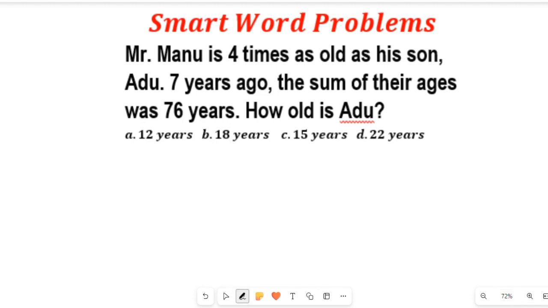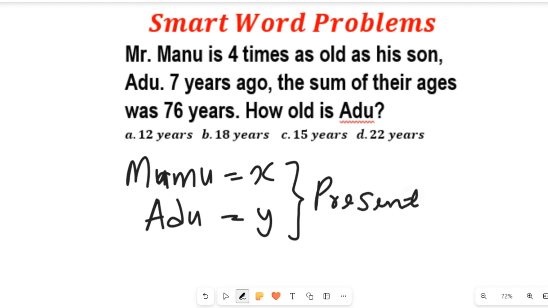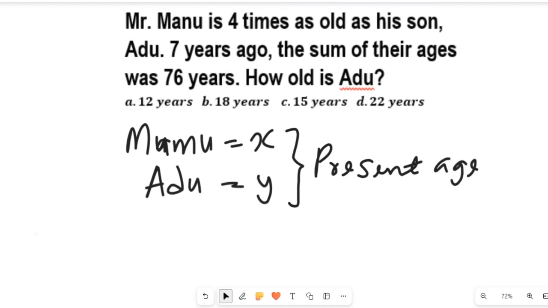To solve this, I want you to bear in mind 2 things. We are going to represent Mr. Manu's age with the letter X, and we are going to represent Audu's age with the letter Y. Let's assume that these 2 values are their present ages. So Mr. Manu is X years old and Audu, his son, is Y years old.